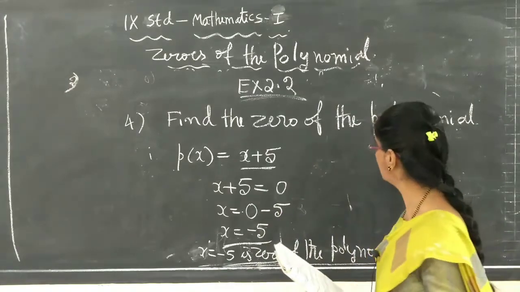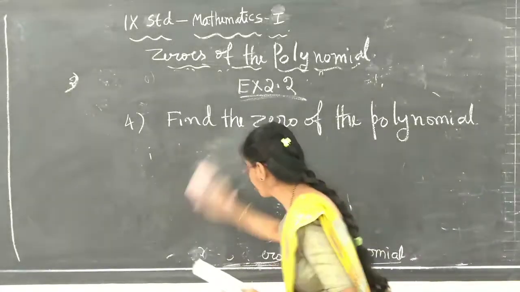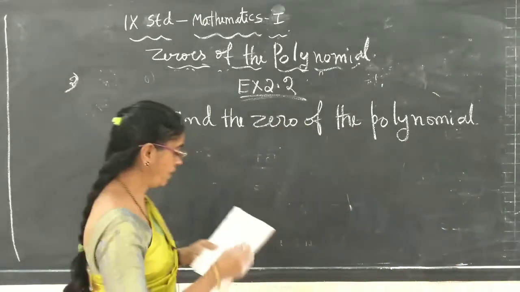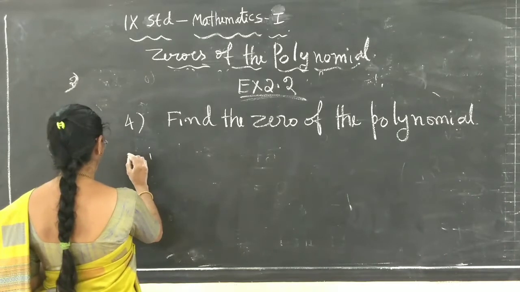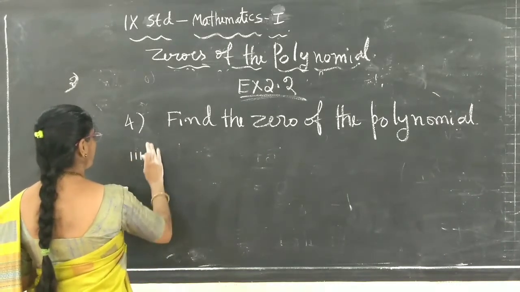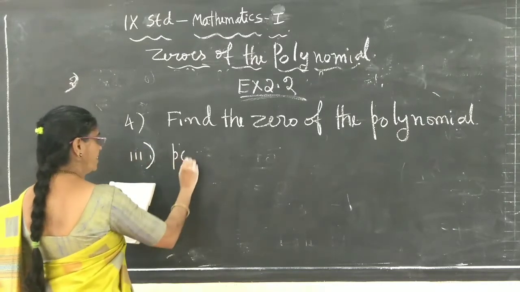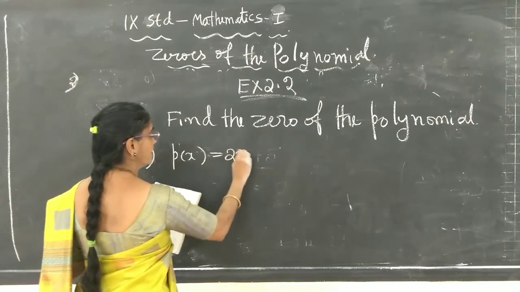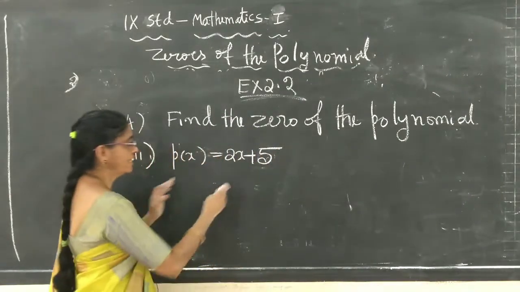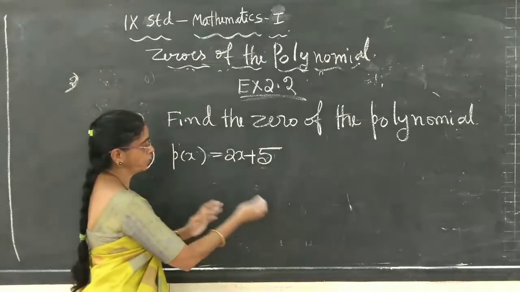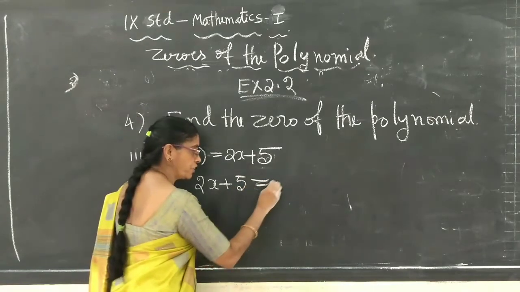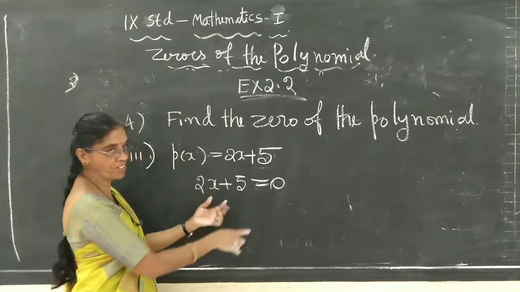Here, the third one we will solve. P of x is equal to 2x plus 5. Now what you have to do is take the polynomial and equate it to 0. The polynomial is 2x plus 5, equate it to 0. Then simplify to get the x value.